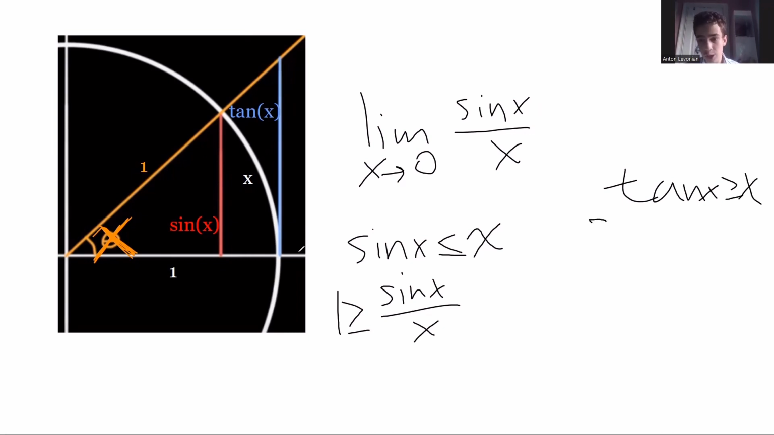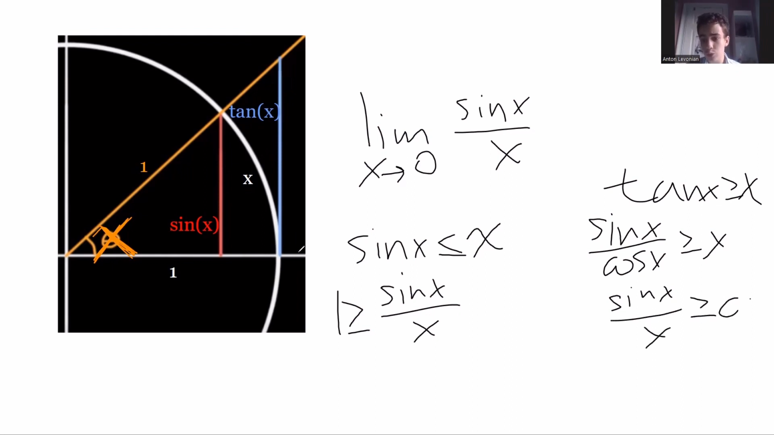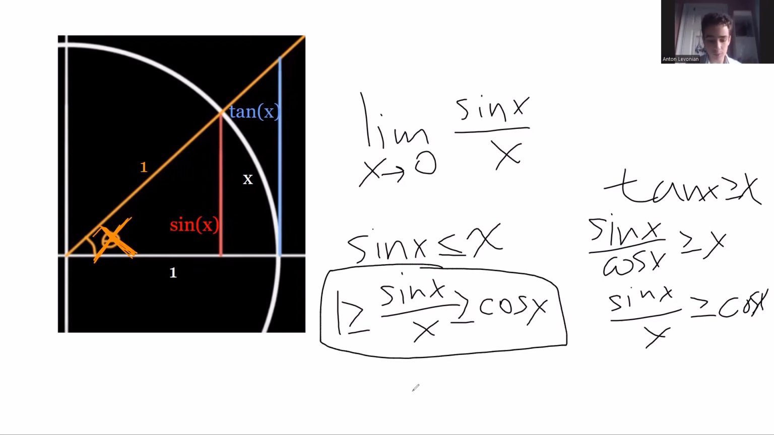But tangent is just sine over cosine. Sine x over cosine of x is greater than or equal to x. And then multiplying out the cosine on both sides and dividing both sides by x yields sine of x over x is less than or equal to cosine of x. And so sine of x over x for x close to 0 is both less than 1 and greater than or equal to cosine of x. So we have this inequality right here.